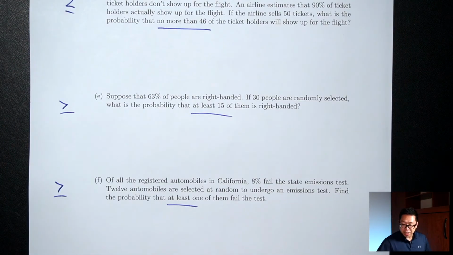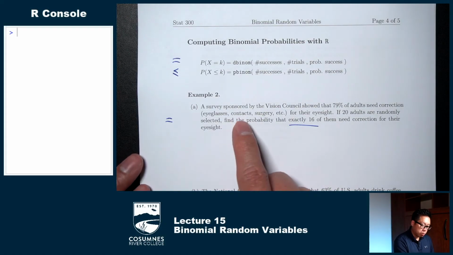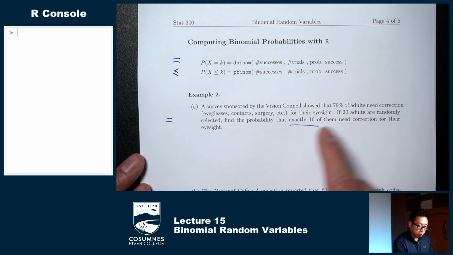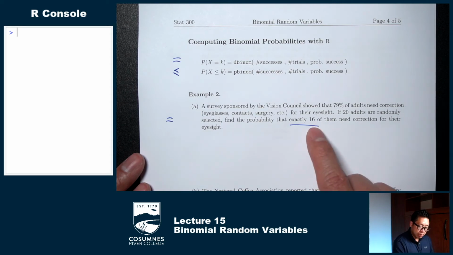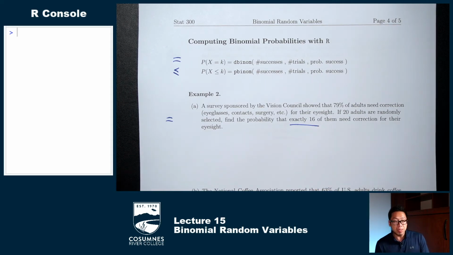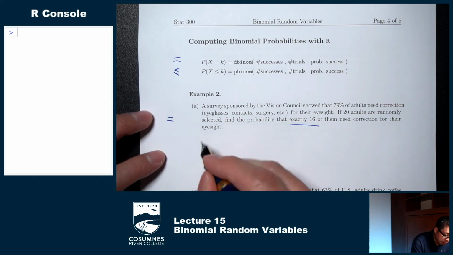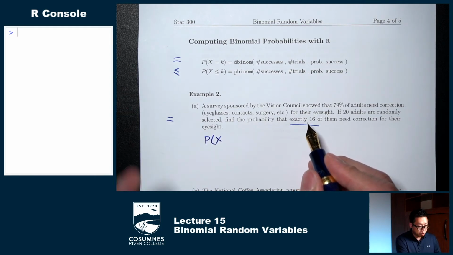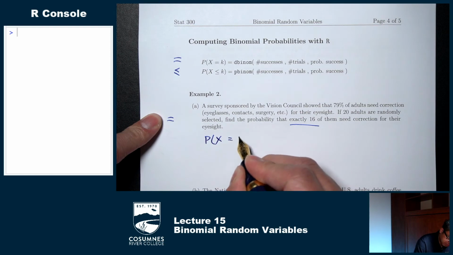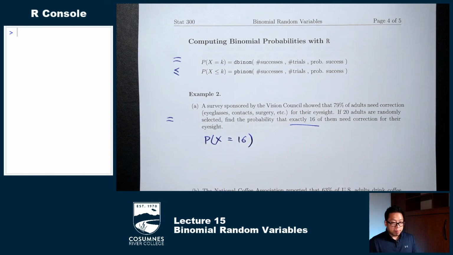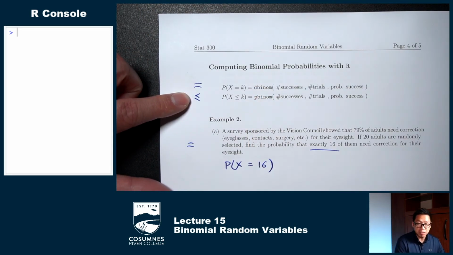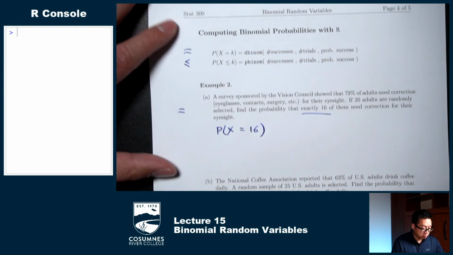All right, so now let's go back and actually talk about how we compute this stuff. Part A, a survey sponsored by the Vision Council showed that 79% of adults need correction for their eyesight. If 20 adults are randomly selected, find a probability that exactly 16 of them need correction for their eyesight. So in symbols, what I'm looking for here is probability that x is exactly 16, which translates to equals 16. If you're in a situation of either equals or less than or equal, then we can use one of these commands directly. We're talking about equals, which is the first situation.